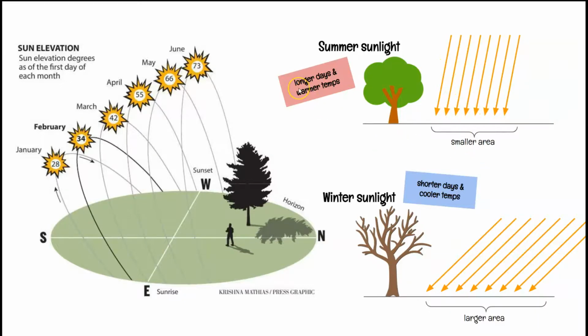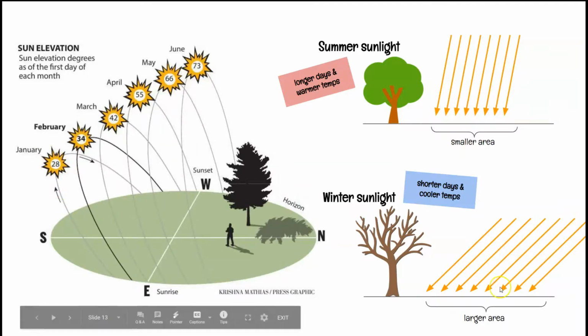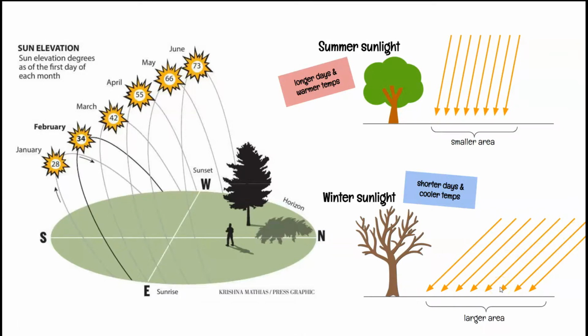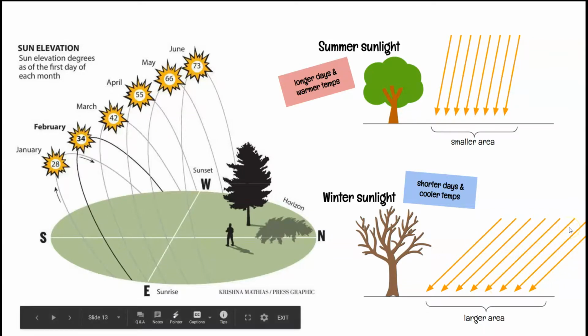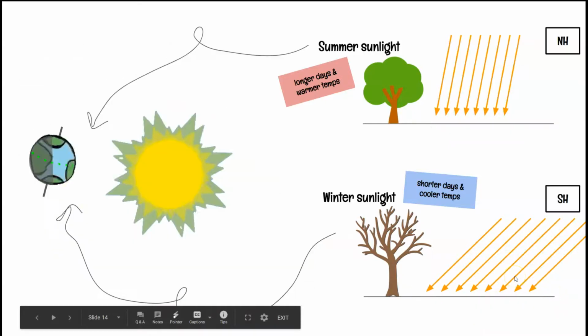This leads to longer days and warmer temps because the heat energy is more direct and the sun stays longer in the sky, so there are longer amounts of light. In the winter, which would be January here, the sun is lower in the sky, which means the angle of light is lower, which means there are shorter days and cooler temps because it's more indirect energy over a larger area.